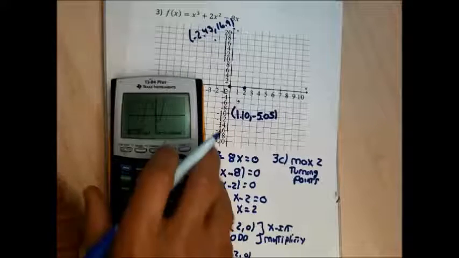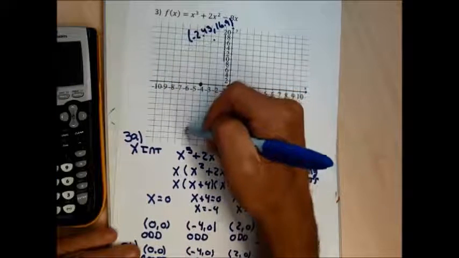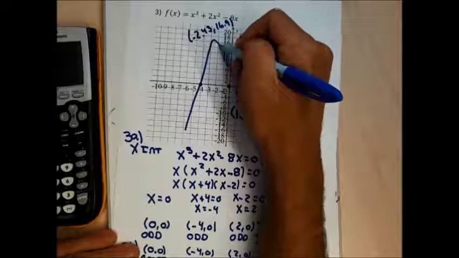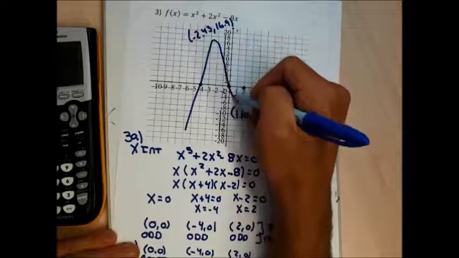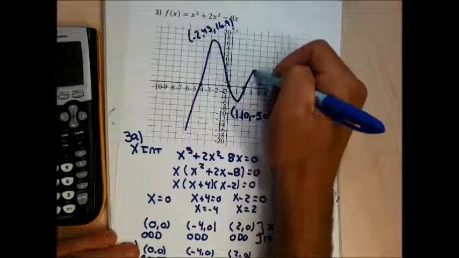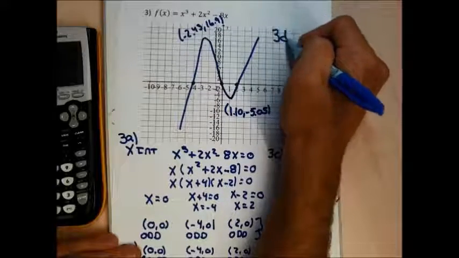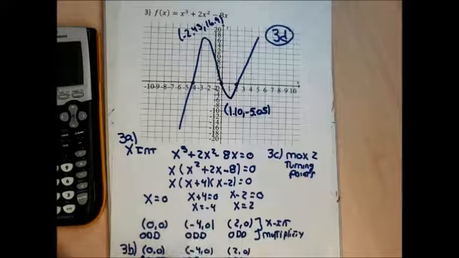And now I'm just going to copy this graph. The graph goes through the x-intercepts, gets to the turning point, turns around, comes through the x-intercept, gets to the turning point, goes around and goes to the turning point. So this would be the answer for part 3D. This is sketching a graph and labeling the turning points.